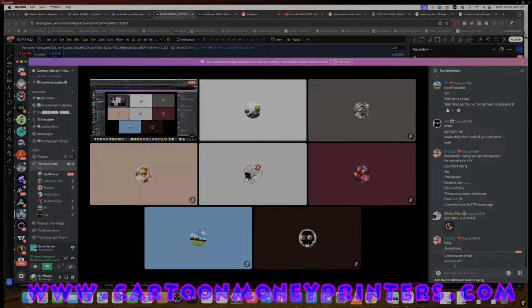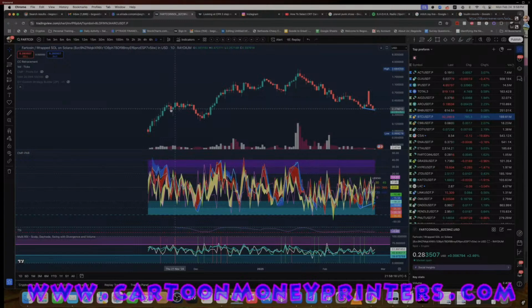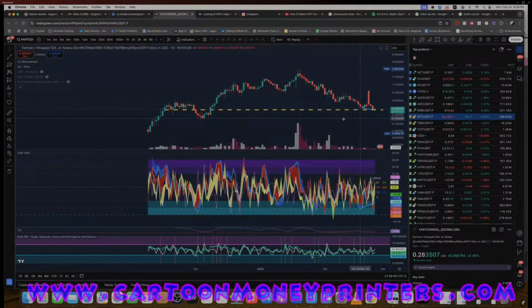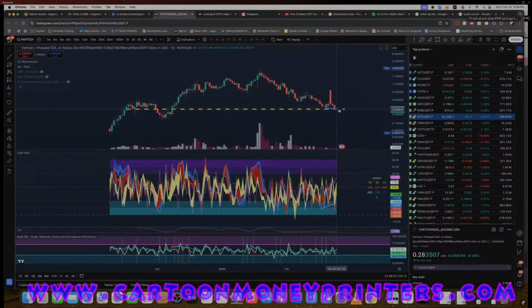I'm gonna wait. I do see a support resistance level right here. Here, I'll draw it. I mean, it's obvious. Look at that. Right there. If we hold here, this could be an amazing swing. If we hold, right?